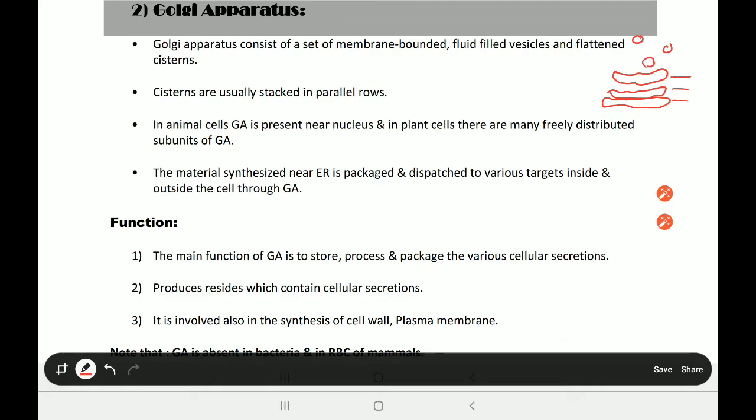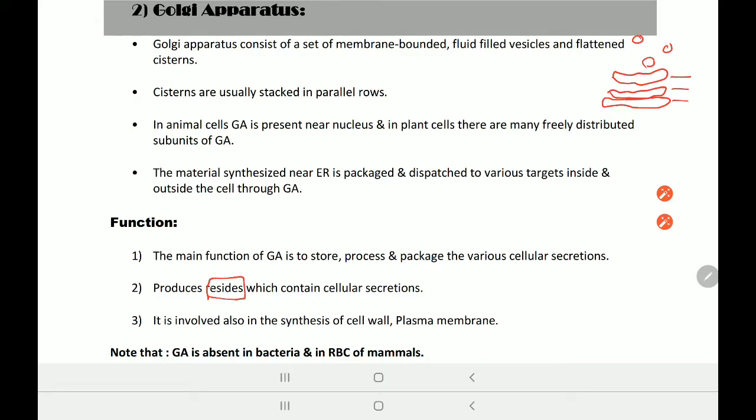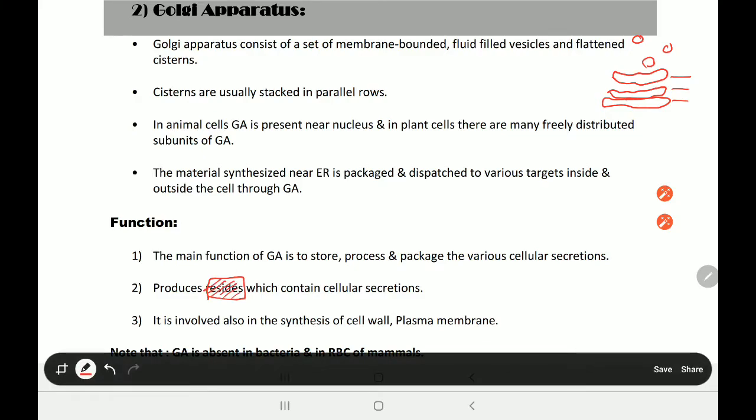It produces, in fact, lysosomes. That word is wrong. So it produces lysosomes which contain cellular secretions. Okay, it produces vesicles. Okay, I'll just write here.